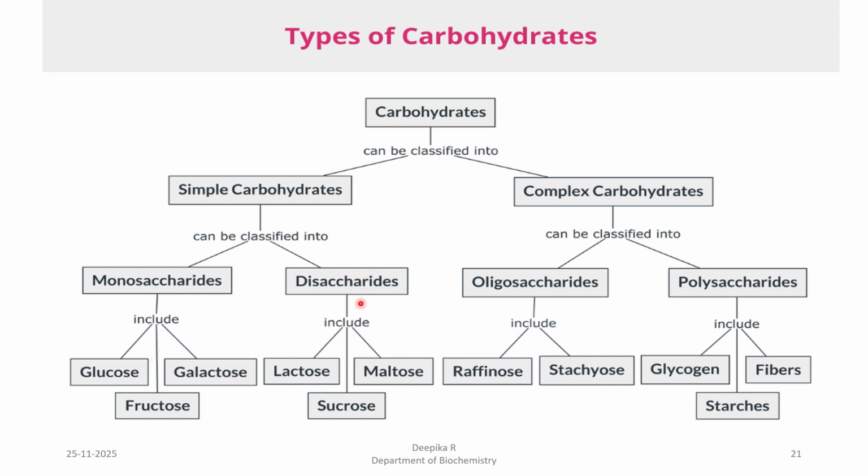Disaccharides can be classified into two types: reducing disaccharides and non-reducing disaccharides. If it has a free aldehyde group, it is a reducing disaccharide. If it has no free aldehyde or ketone group, it is called non-reducing. Under oligosaccharides, we do not have any further classification, but for polysaccharides we have two more: homopolysaccharide and heteropolysaccharide. So this is about the definition and classification of carbohydrates.